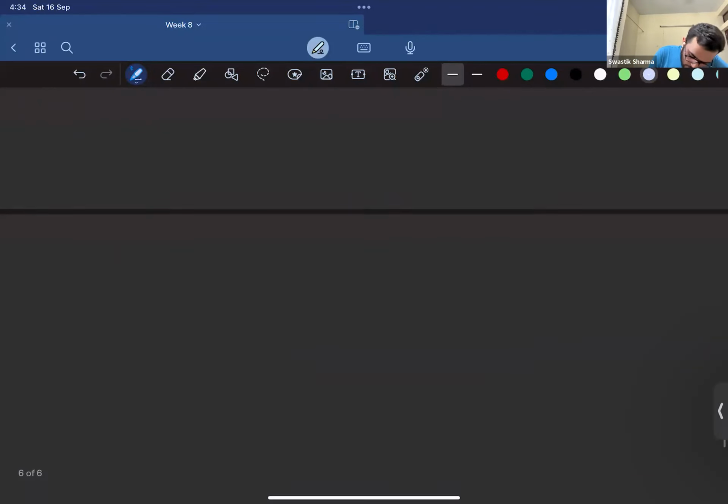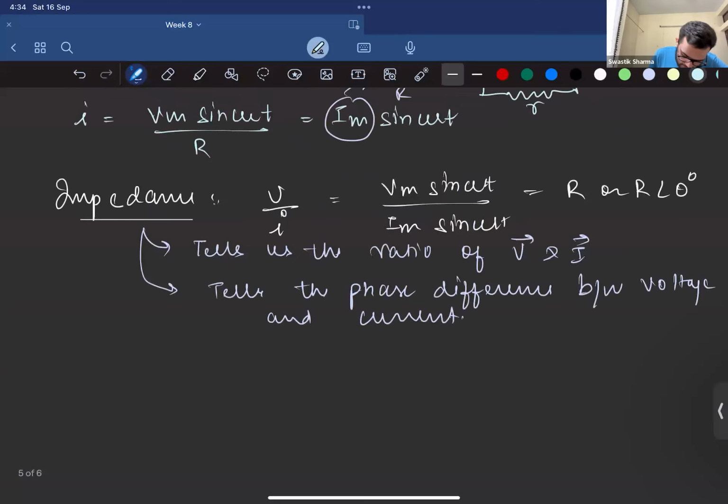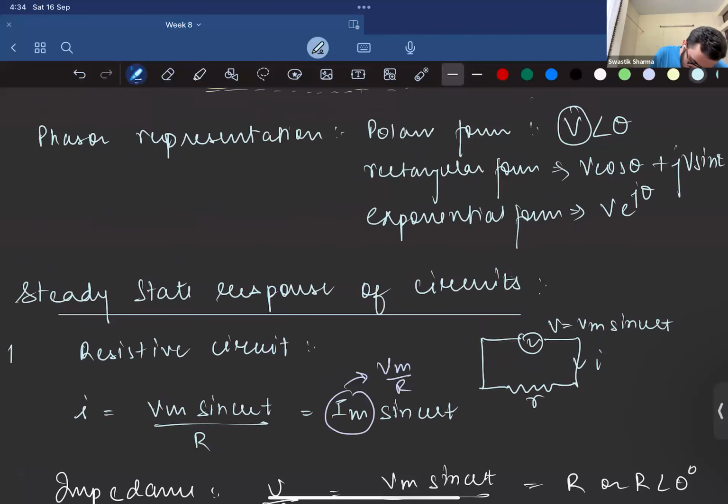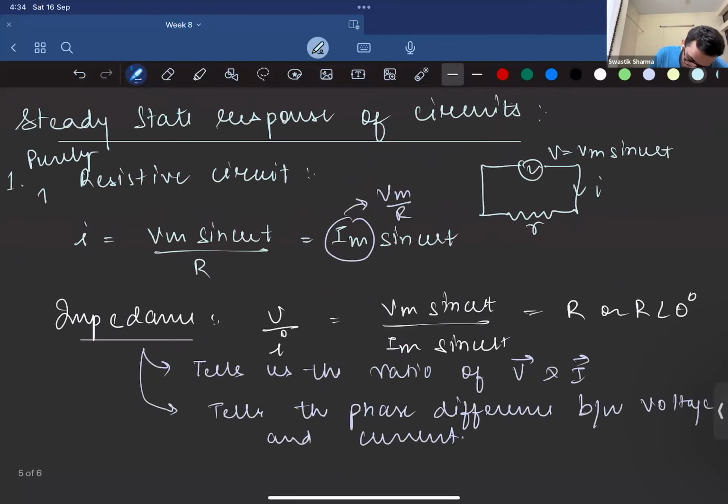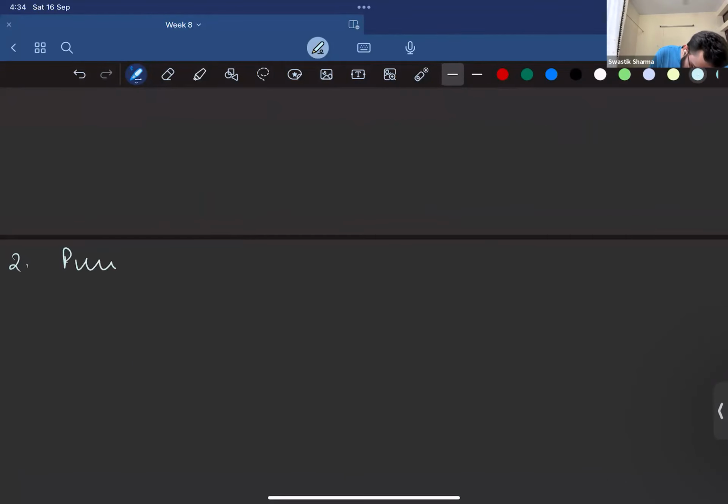Okay. So the other circuit that we are going to, I regressed a bit. It is a purely resistive circuit because there's no other element. So let's discuss a purely inductive circuit.